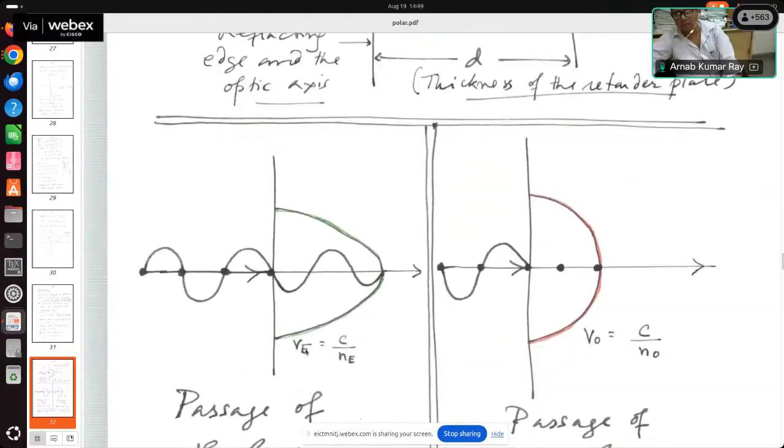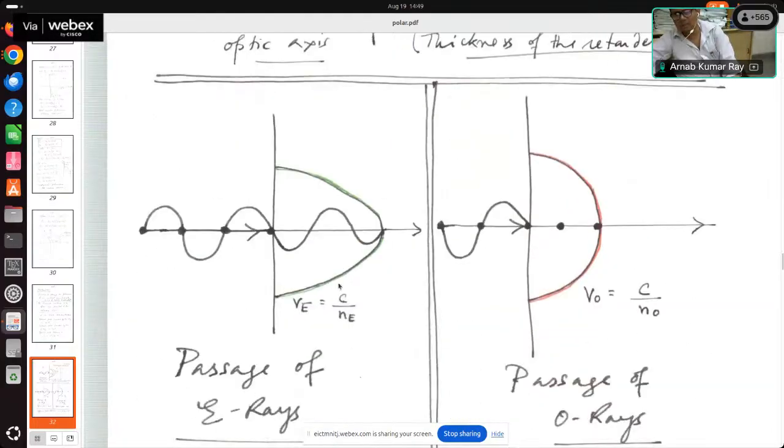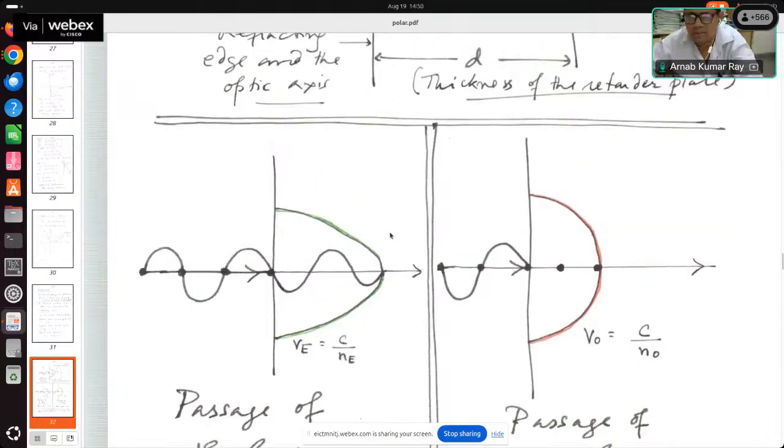Let us now see. So here it is. The velocity of E rays is c divided by the refractive index of E rays, and the velocity of O rays is this. And I hope that yesterday we had this discussion that once, let me just go back to that page once again.